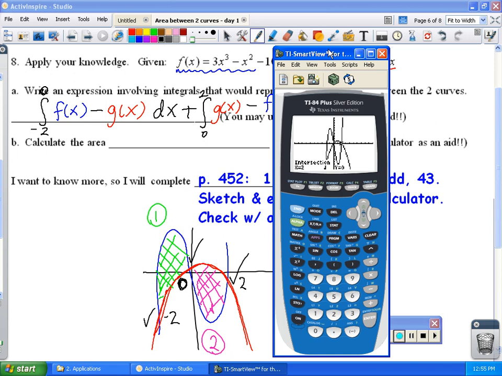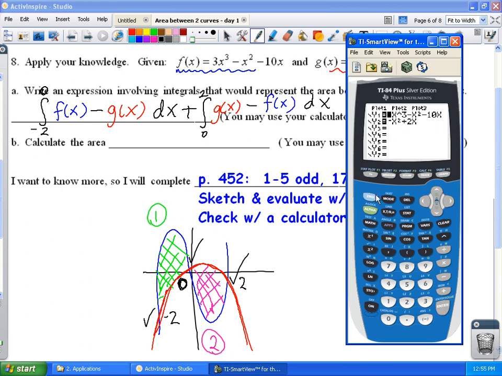I know that f is in y number 1 and g is in y number 2, so I'm going to go to the home screen, second quit, and I'm going to go math number 9, and it's going to be vars, y number 1 minus vars, y number 2 in terms of x from -2 to 0, close the parenthesis. Close the parenthesis. There you go.